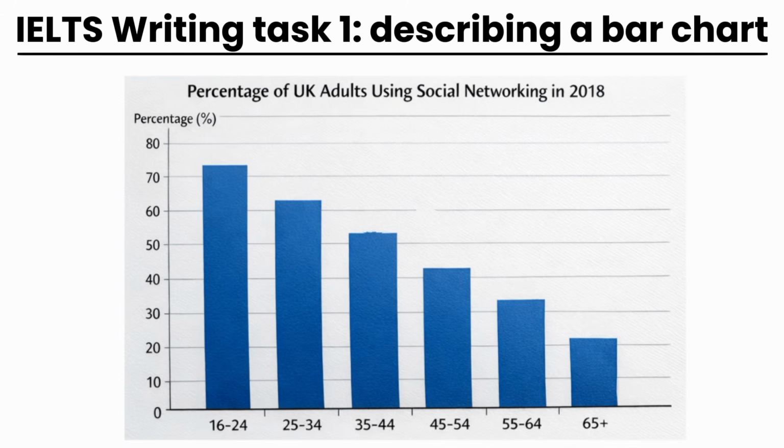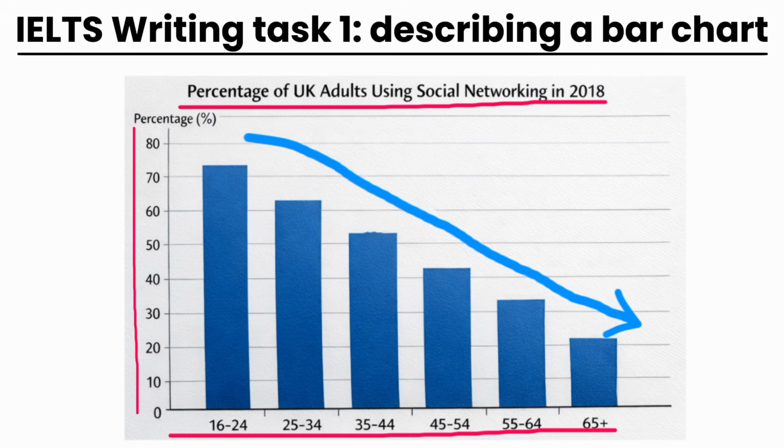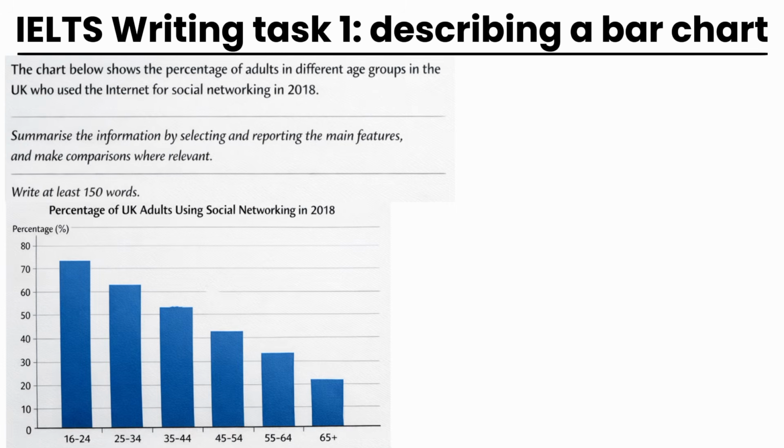Now let's look at the bar chart. What we can see: the name of our chart is Percentages of UK Adults Using Social Networking in 2018. Down the vertical axis we have the percentages, and along the horizontal axis we have the age groups. Also, the chart is gradually declining with the age. That is our bar chart.